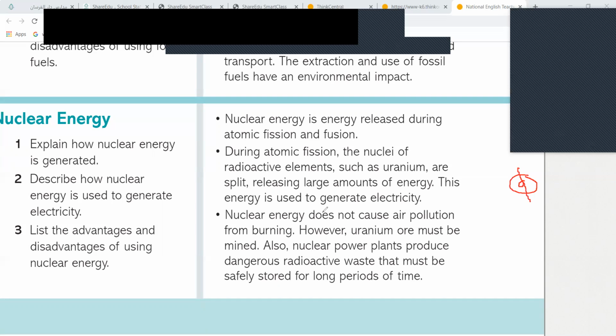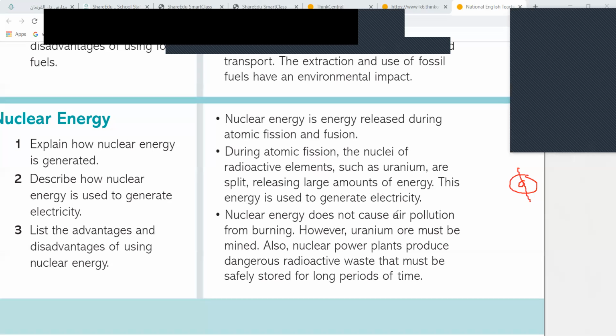This energy is used to generate electricity. But this is not that easy, girls. When you compare to fossils, this is not that easy. So how is nuclear energy used? During atomic fission, the nuclei of radioactive elements, such as, which example am I giving, girls? Uranium. They split, releasing a large amount of energy. This energy is used to generate electricity.